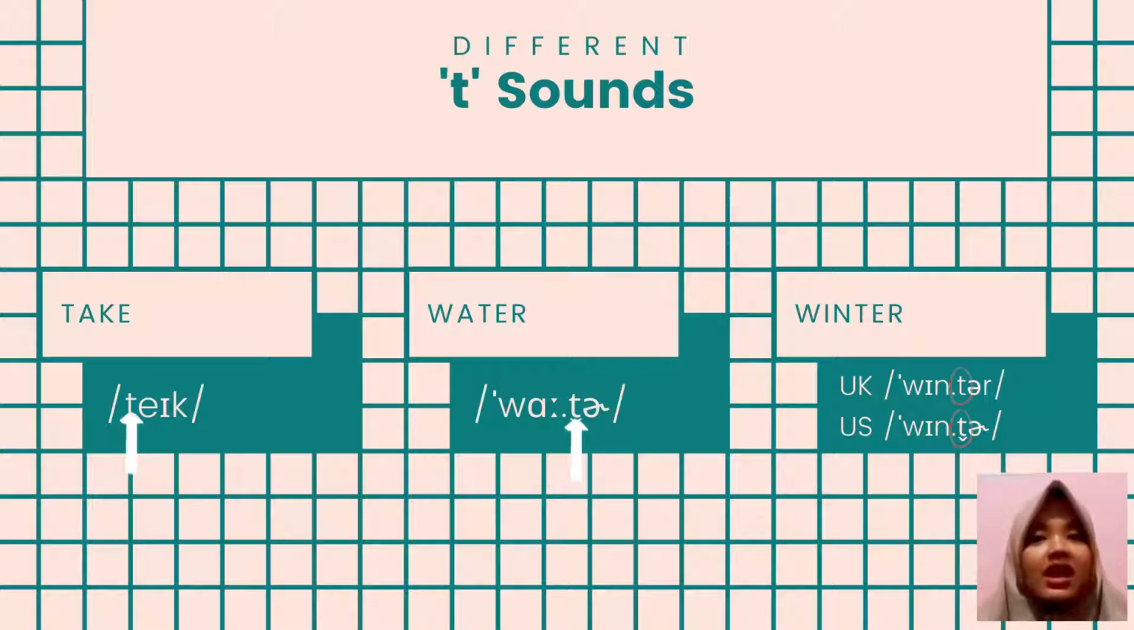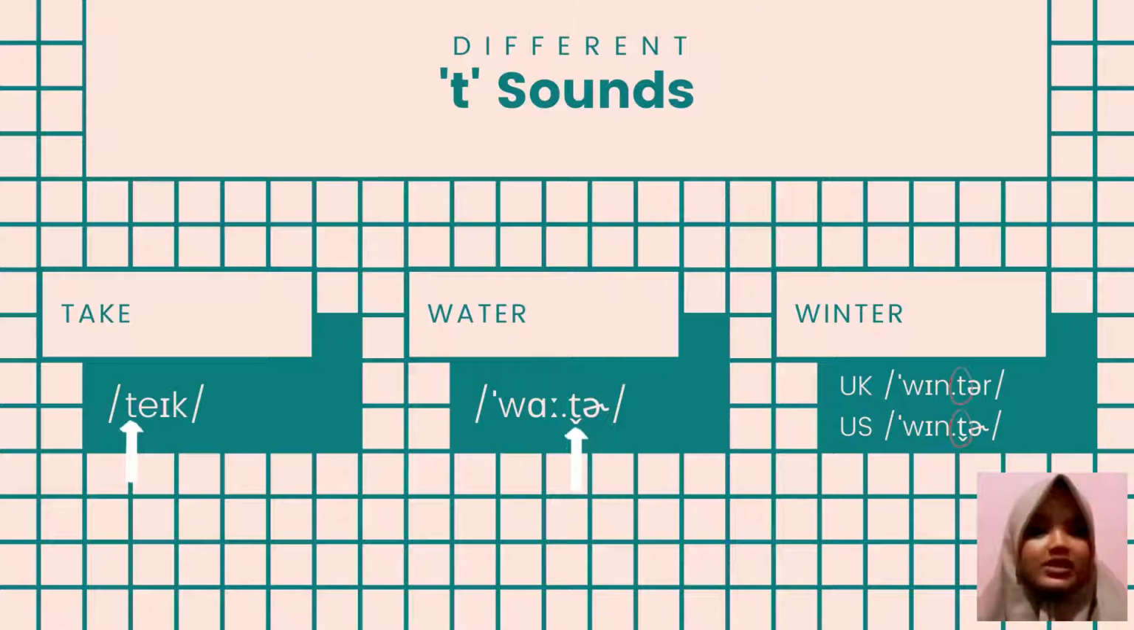Like in the word take, the T is voiceless, and in the word water, the T is voiced. Diacritics can also be used to indicate different English pronunciations, such as in British versus American. For example, in the word winter, we can see that the symbol is different, and so is the pronunciation. In the UK, we say it as winter, winter. But in the US, we say it winter, winter.